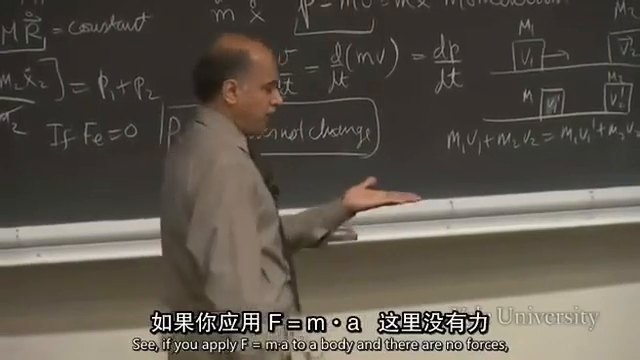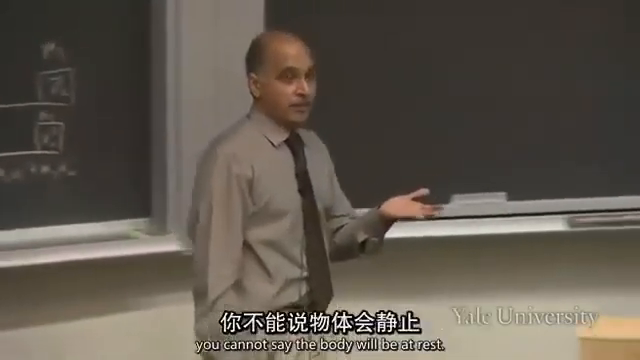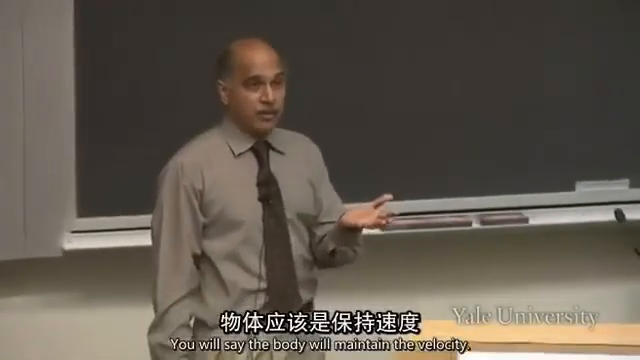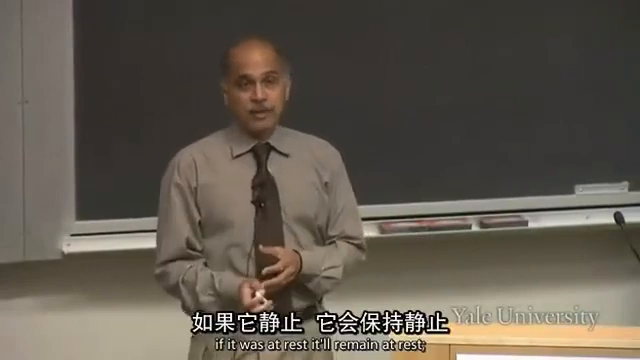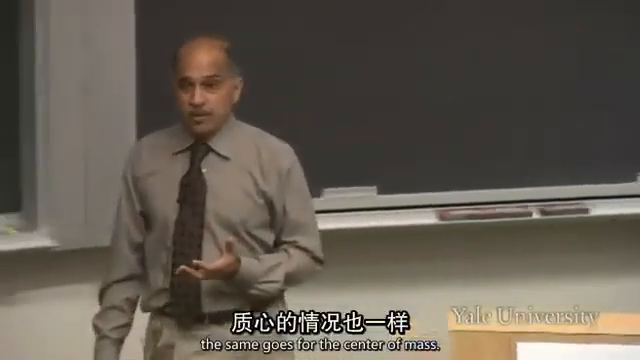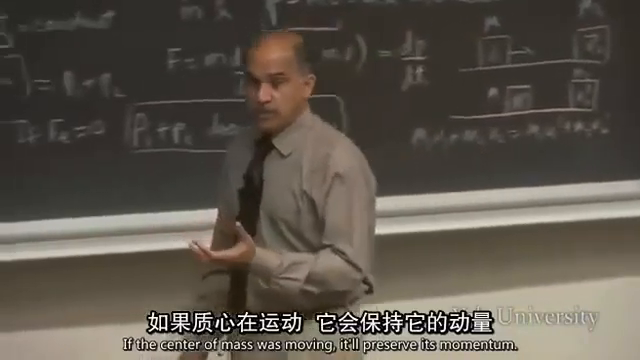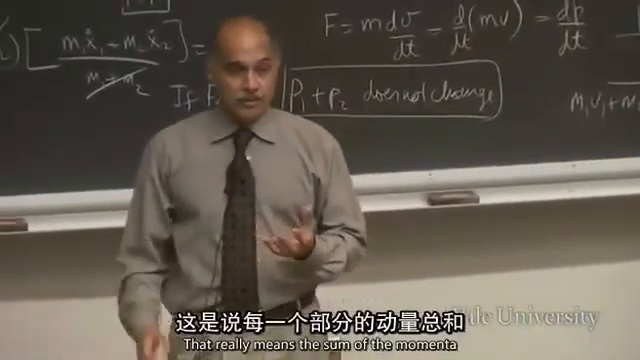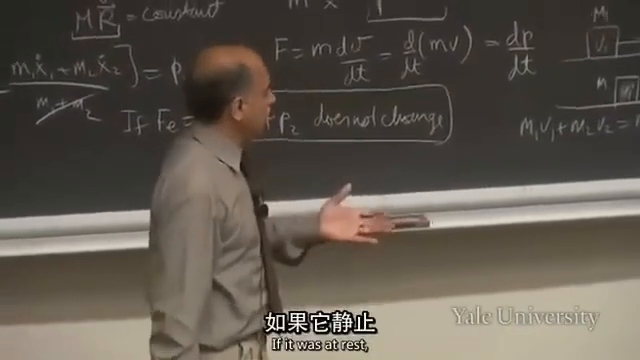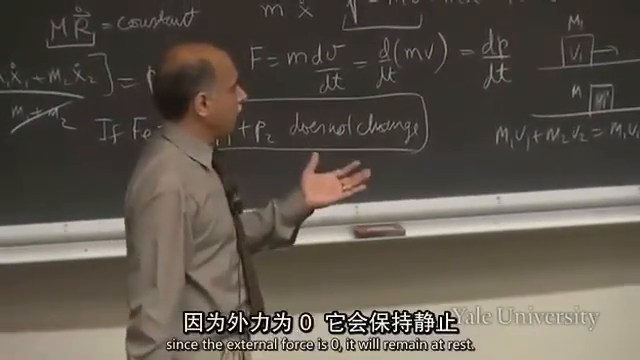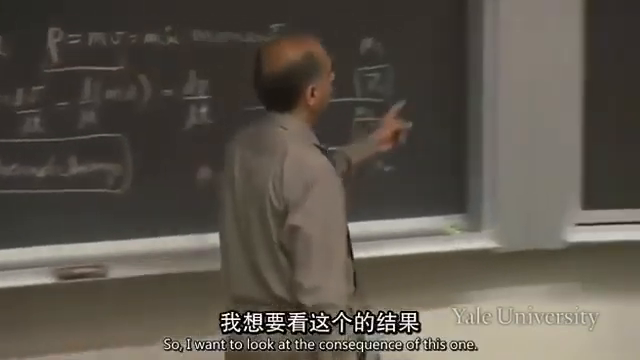See, if you apply F equal to ma to a body and there are no forces, you cannot say the body will be at rest. You will say the body will maintain the velocity. So if it had a velocity, it will go at the velocity. If it was at rest, it will remain at rest. Same goes for the center of mass. If the center of mass was moving, it will preserve its momentum. That really means the sum of the momentum of the individual pieces will be preserved. If it was at rest, since the external force is 0, it will remain at rest. So I want to look at the consequence of this one.